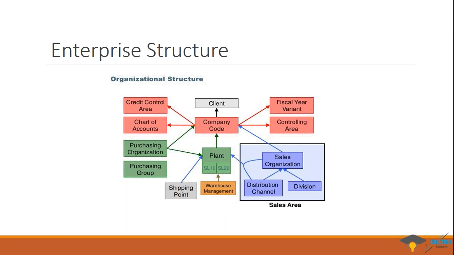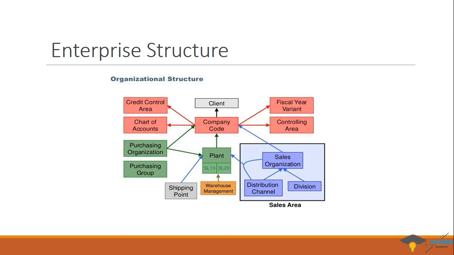Whereas the other boxes, credit control area and chart of accounts, will be done by the finance team, and the purchase organization and the purchasing group will be taken care of by the purchasing team. And likewise, fiscal year variant and the controlling area will be taken by the CO team. So we as SD consultants will be more concentrated on the sales area, which is a combination of sales organization, distribution channel and division. And we will talk in detail during the course.